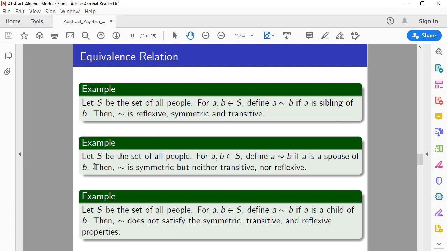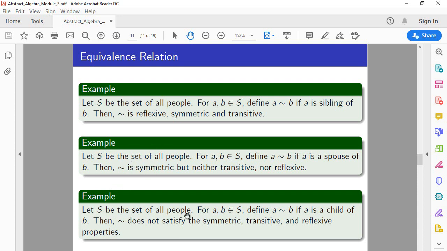Okay, another example. Let S be the set of all people. For A, B in S, define the relation A tilde B if A is the spouse of B. Certainly this is a symmetric relation, but it is not reflexive, and it is not a transitive relation. So the relation in example 2 here is not an equivalence relation.